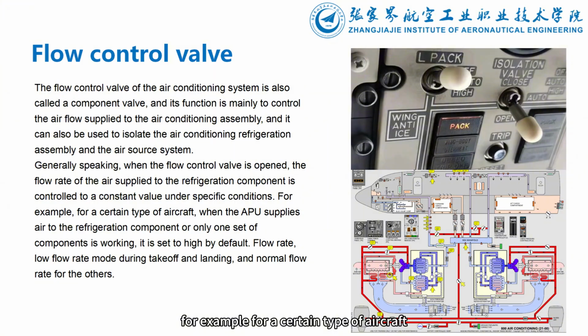For example, for a certain type of aircraft, when the APU supplies air to the refrigeration component or only one set of components works, it is set to high flow by default, and to low flow mode during takeoff and landing. In other cases, it is normal flow.